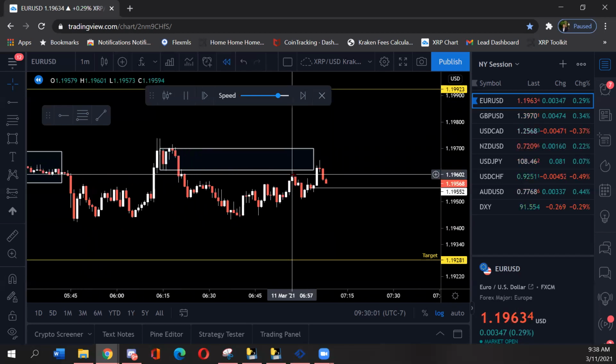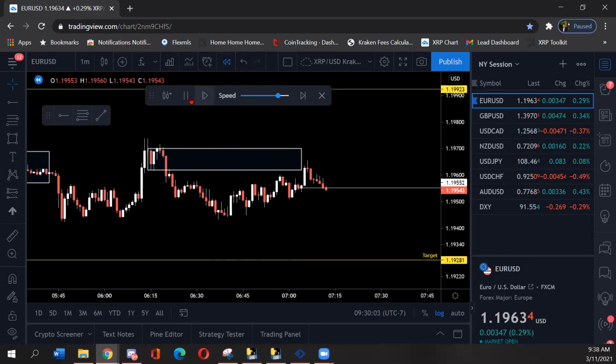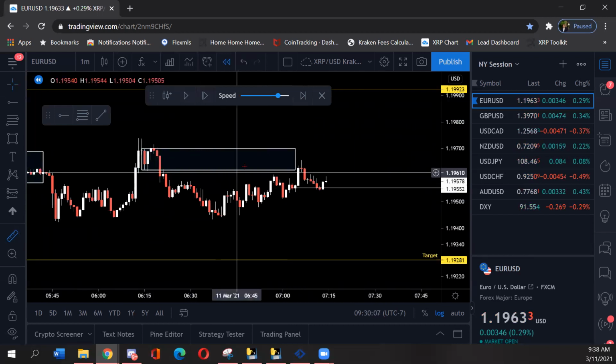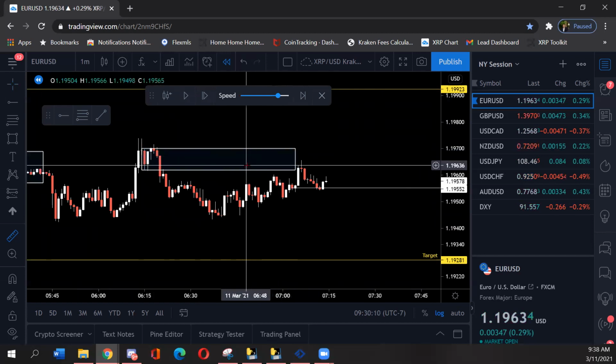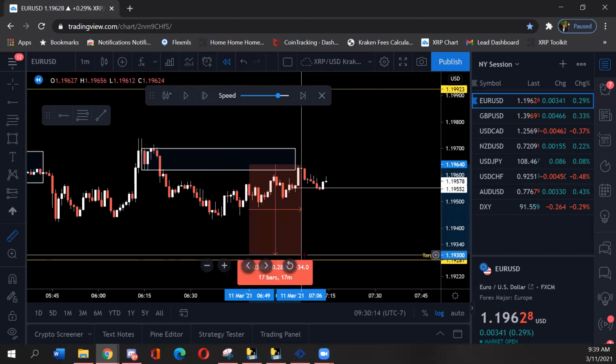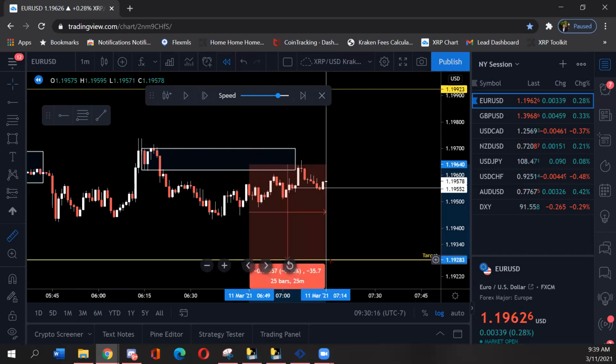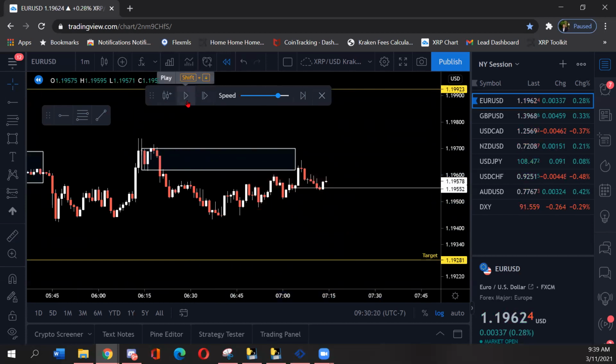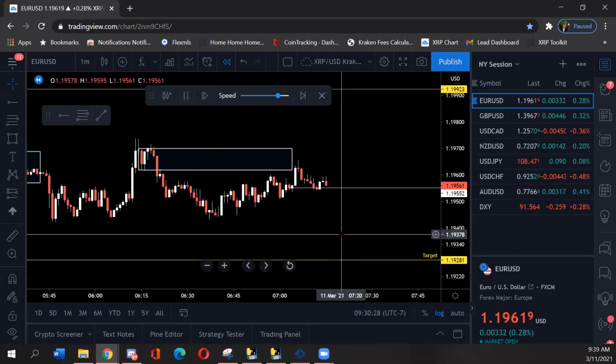I entered short right there. My target's down here. So as you guys can see from my entry, which was right at the bottom of that candle, down to target was 35 pips. Okay. Again, it's not the greatest trade in the world, but it's using the concepts, it's using the pattern to understand what price is actually doing.